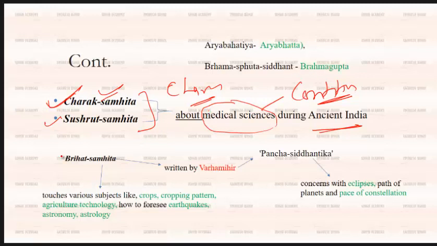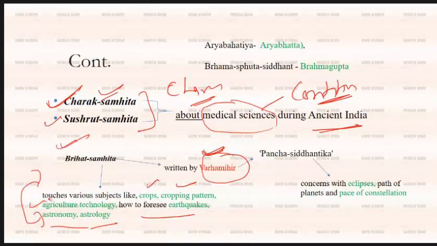Now another important book is Brihat Samhita, which was written by Varamihir, a famous scientist of the Gupta period. In this book, cropping pattern, agriculture technology, how to foresee earthquakes, astronomy and astrology are given. This book basically touches the physics aspect of scientific things.